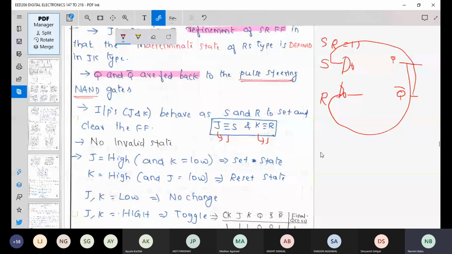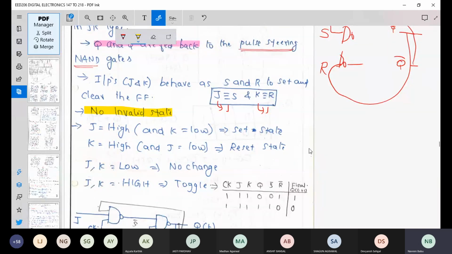Now, which means when J is high, obviously K will be low, right? They will be complement of each other. When J is high and K is low, you are setting the flip-flop, which means your Q is 1. When K is high, you are resetting the flip-flop, which means that your Q is 0. When Q is 1, what does it mean? Your Q bar will be 0 because they will be complement of each other. When Q is 0, your Q bar will be 1. They will be complement of each other, right?